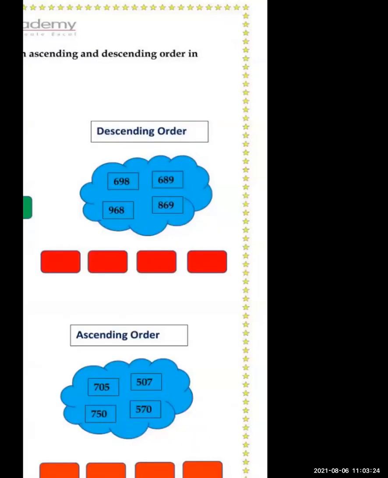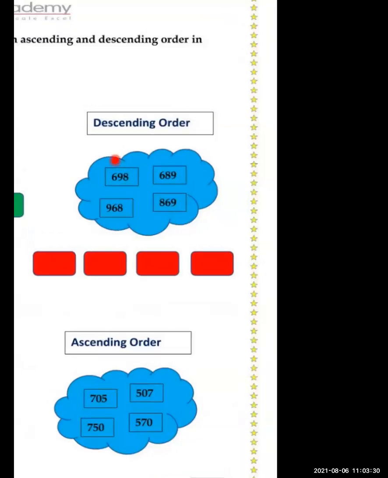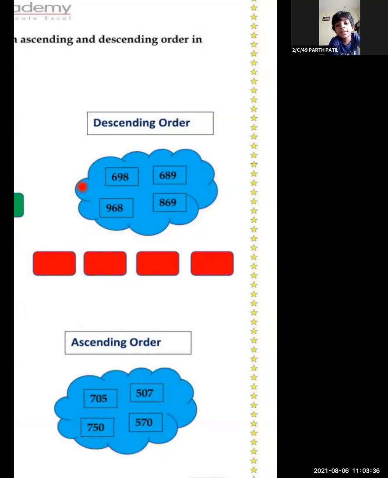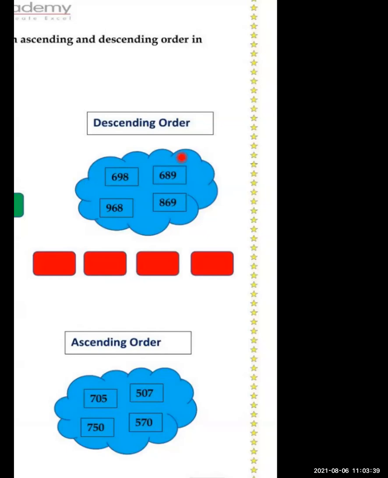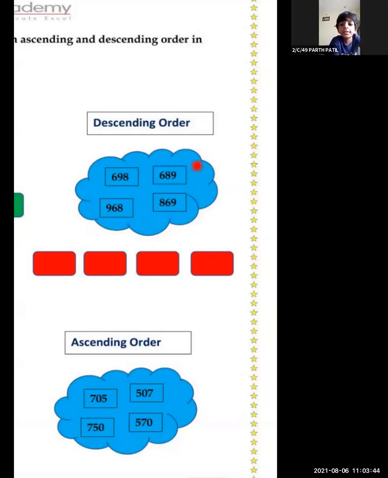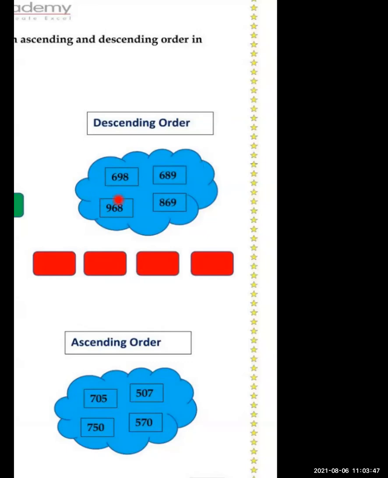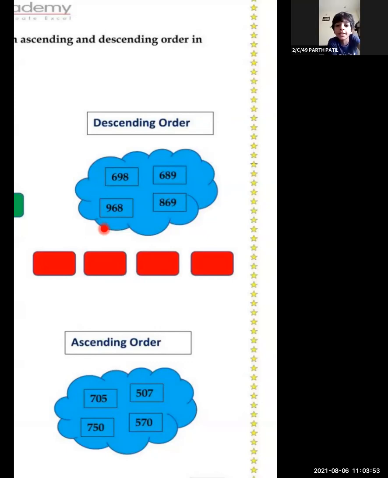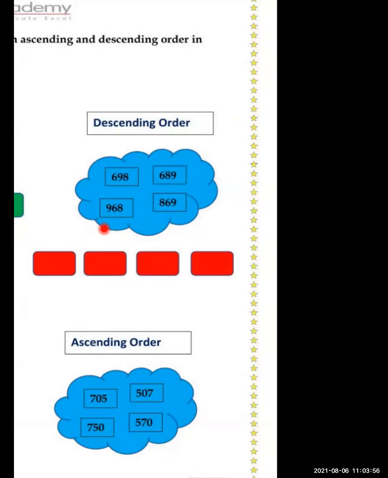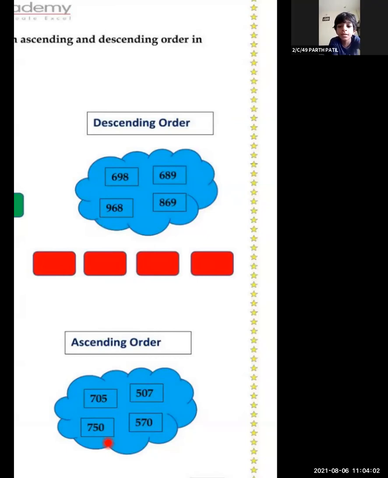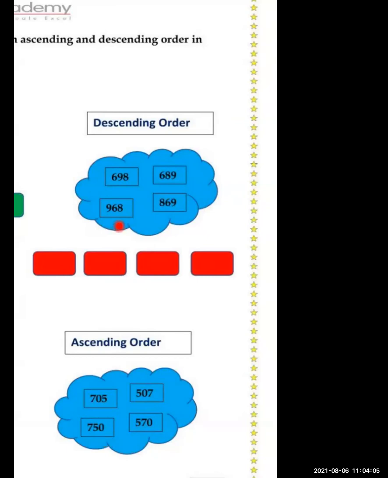Here is the descending order. So Parth, you have to read the number first. Can you read this number? 698. Very good. Another number? 689. Very good. Next number? 960. Very good. Next number?